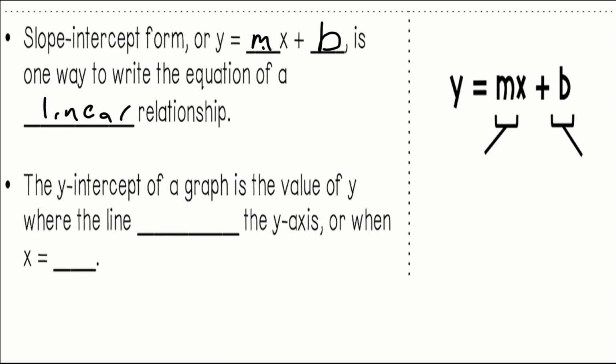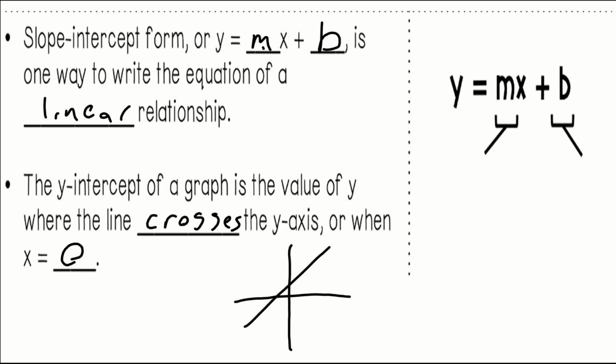The y-intercept of a graph is where the line crosses or intersects the y-axis, or when x equals 0. So on a graph, my line's going like that. That point right there is the y-intercept, where it crosses the y-axis.